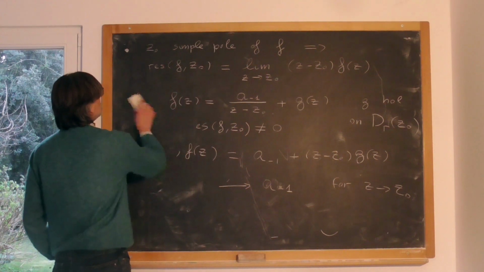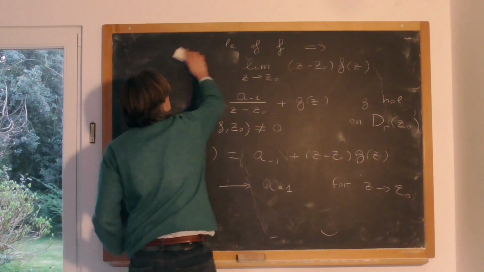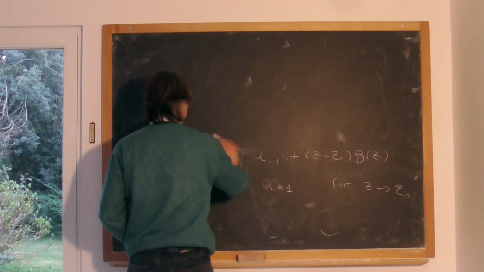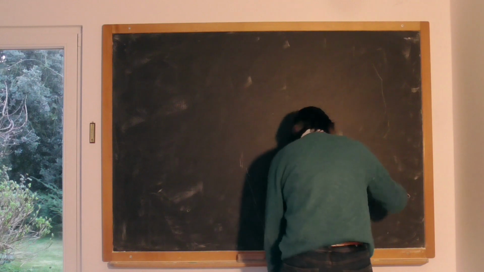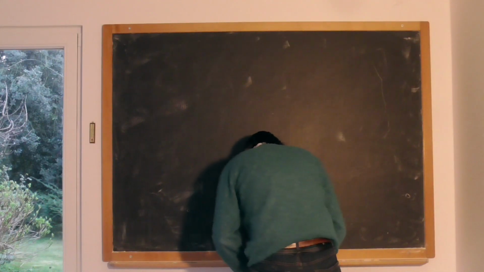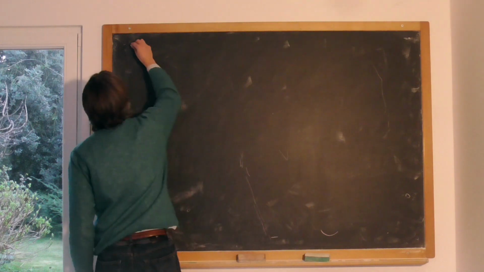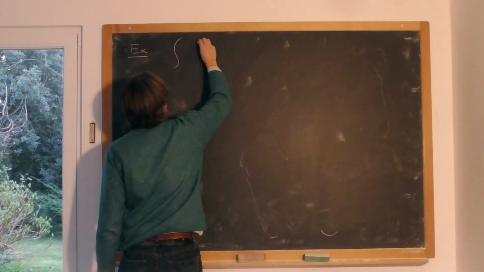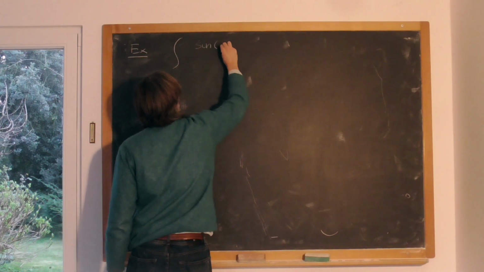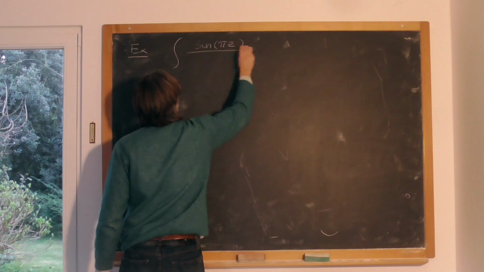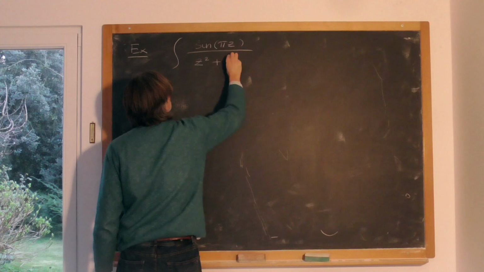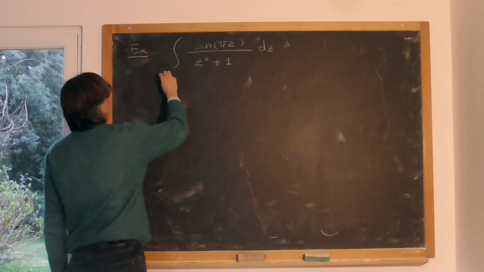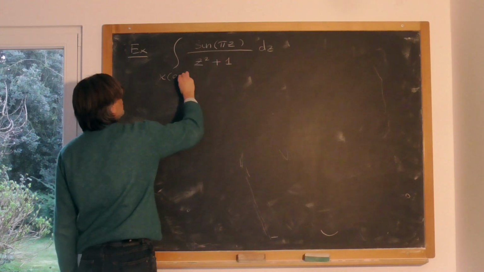And you can use this formula to compute our first example. Here is the example: we want to compute the integral of the function sine of pi z divided by z squared plus 1 dz. This we want to compute on a circle centered at 0, radius 2.